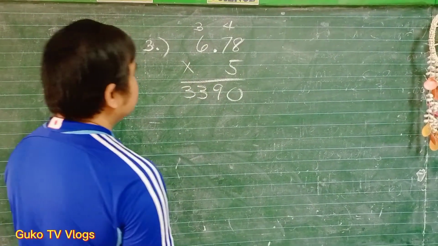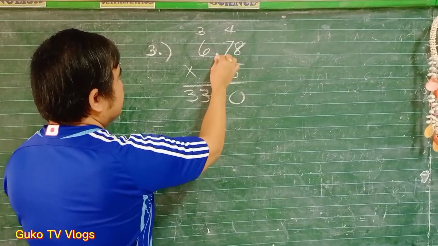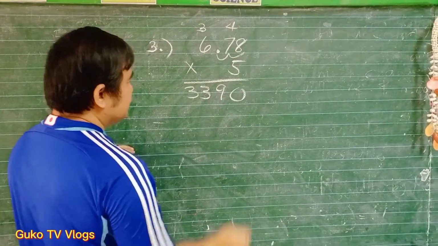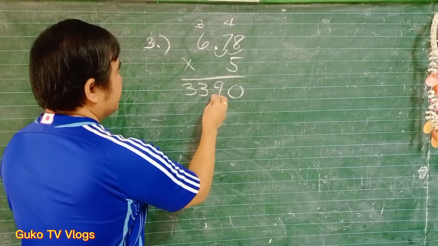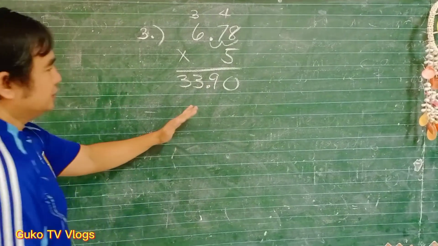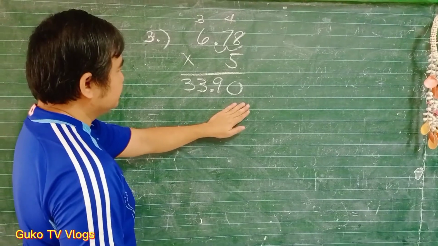Then we will count the number of decimal places. From the decimal point going to the right, we have 1, 2. So 2 decimal places. So 1, 2. Okay, put the decimal point. Then we have the answer 33 and 90 hundredths.